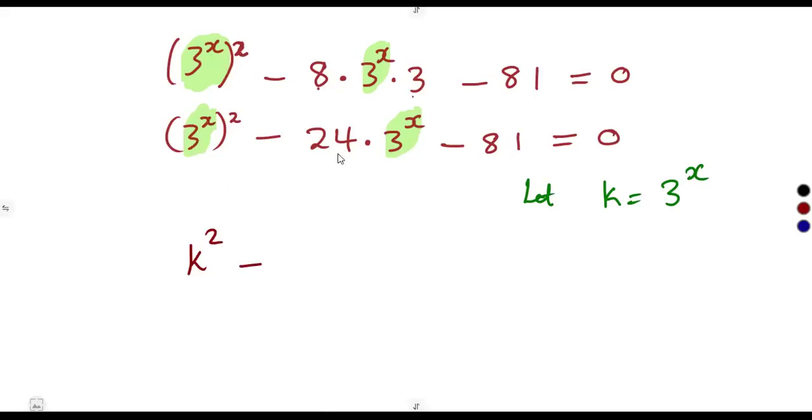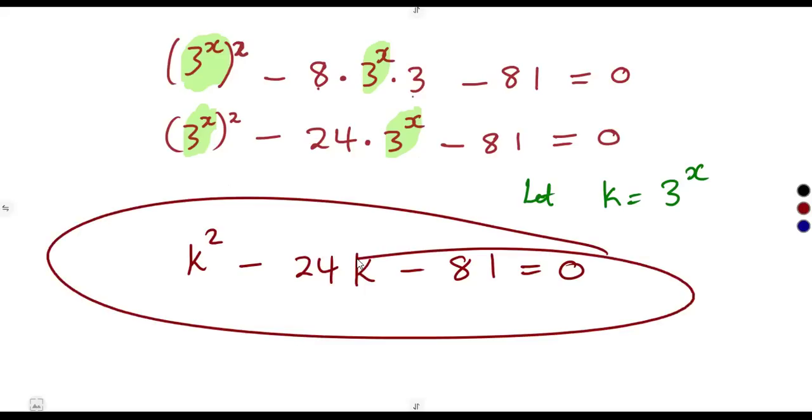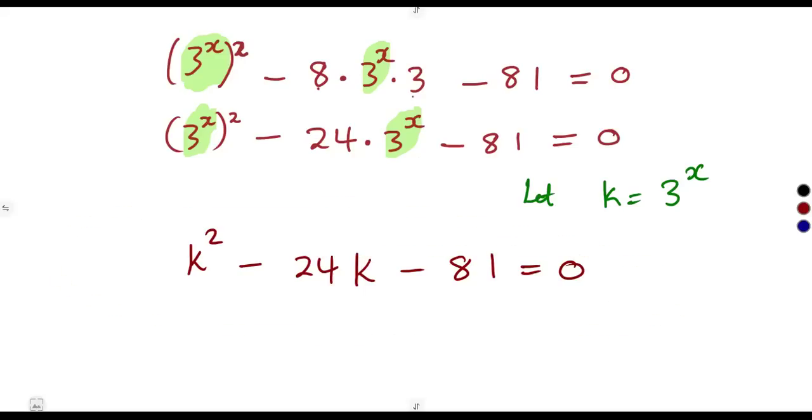Minus, this is 24 times what? 3 to the exponent of x. This one, you'll represent with what? With k. So that's 24k like this. Minus 81. We do not have k here, so it just remains as it is. So that's equal to 0. Just like that. Like I said, you have a new equation in terms of what? In terms of k. Solve this.